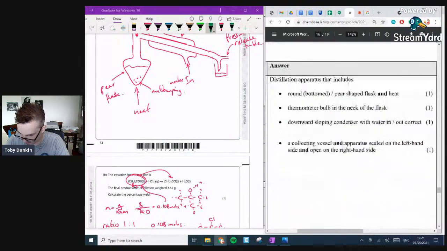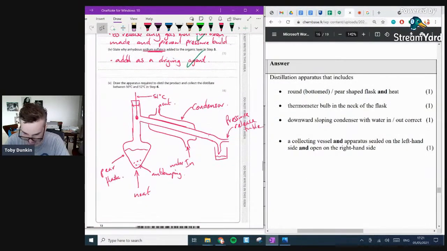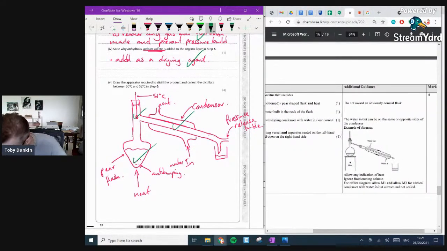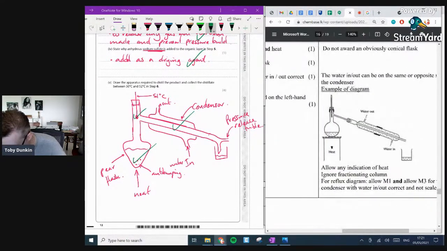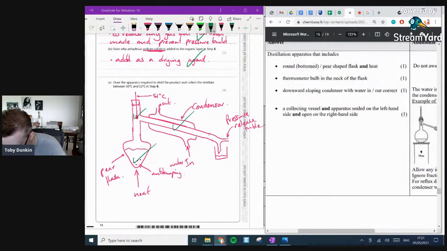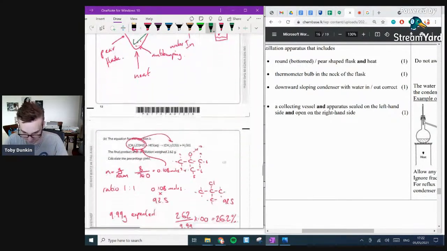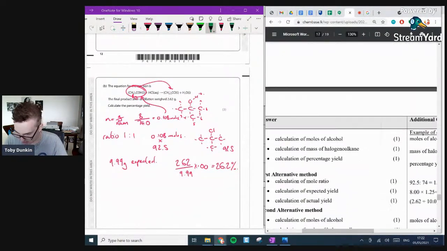Weird diagram. Round bottom flask and heat, thermometer bulb at the neck. Downward sloping condenser with water in and water out correct. Collecting vessel and apparatus sealed on the left-hand side and open on the right-hand side. What? That's exactly what I drew. Sure, it matches theirs. I didn't like this question.